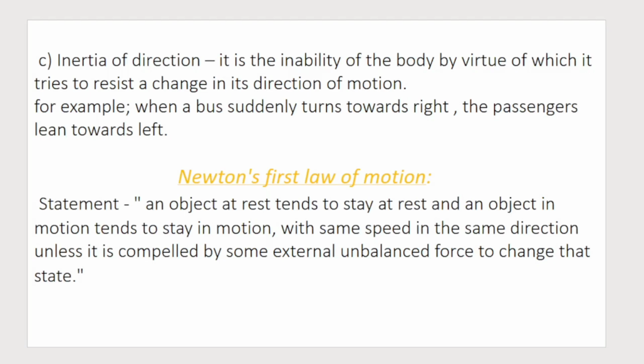Let's look into Newton's first law of motion. An object at rest tends to stay at rest and an object in motion tends to stay in motion with the same speed in the same direction unless it is compelled by some external unbalanced force to change that state. For example, when we apply a force to a ball, then its state changes from rest to motion, and vice versa if we stop the moving ball. But if we apply no force to the ball, then there is no change of state.